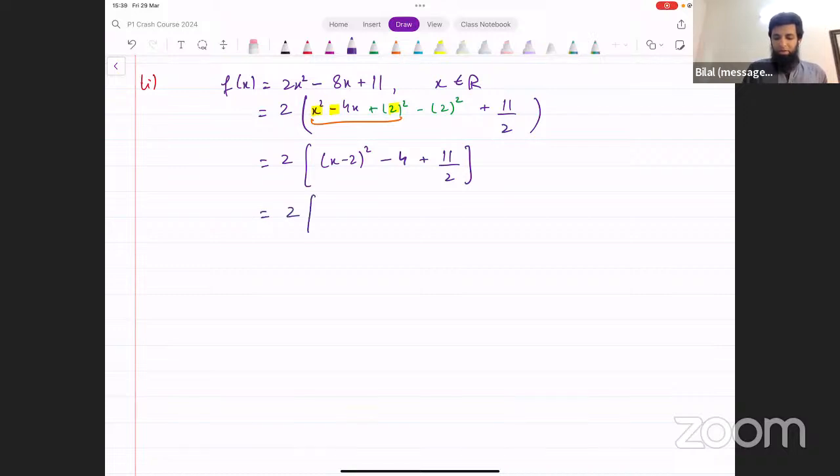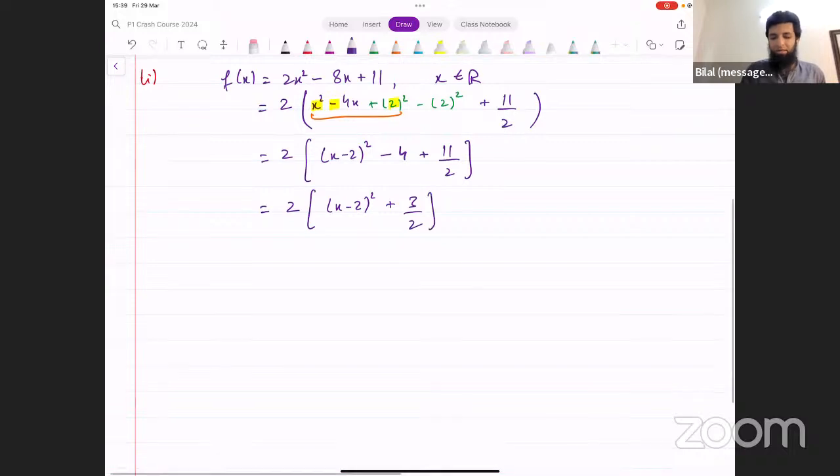Okay, now let's simplify this. This gives you (x minus 2) whole squared minus 4 plus 11 over 2. What's that? Minus 8 plus 11. That should be 3 over 2. Now multiply that 2 inside, and that will leave you with 2(x minus 2) whole squared plus 3. That is the completed square form of this function.